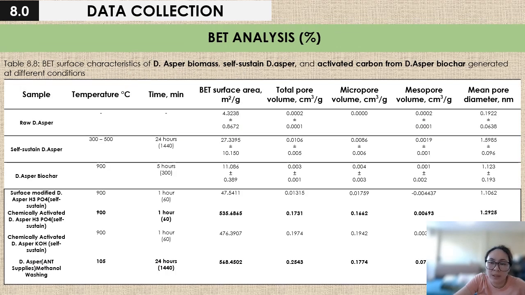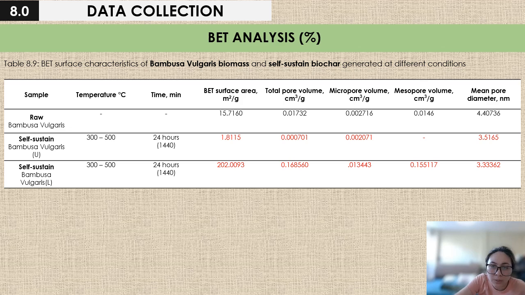And this is the BET analysis, where you can see that the chemically activated sample using phosphoric acid at 900 degrees produced a BET surface area of 535 square meters per gram. Here is where my problem is: the results are not consistent, so I need to redo most of it.